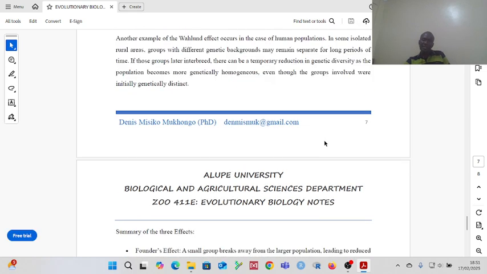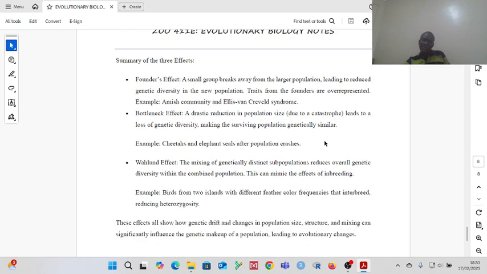Okay? So that is a summary of those three concepts within genetic drift. In the founder's effect, a small group breaks away from the larger population. Okay? And as it breaks away, it leads to the creation of a new population which will have a reduced genetic diversity compared to the source population.